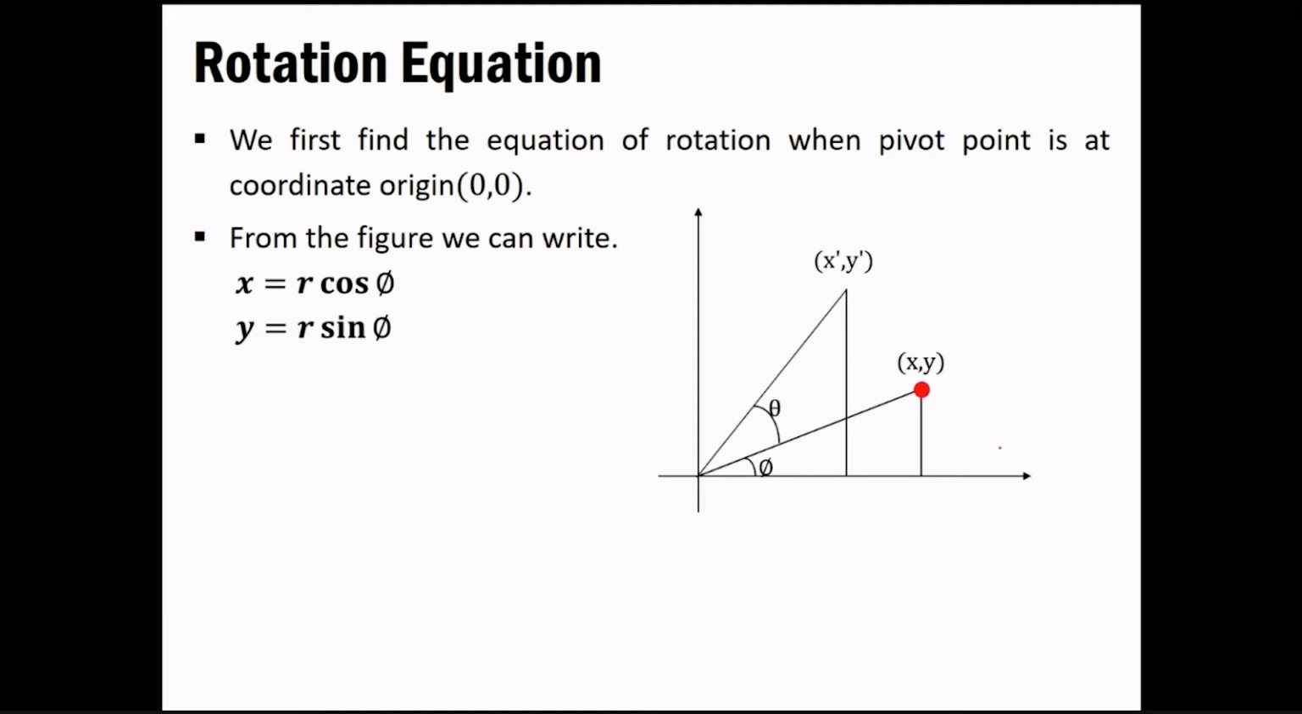Okay, based on the equation, we are trying to get something so that at a later stage we can apply it and simply achieve the rotation. So based on this, what we want to achieve is x dash, which will be equal to r cos theta.